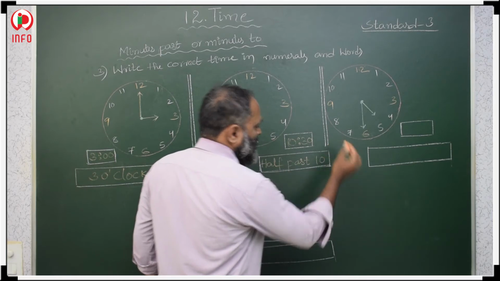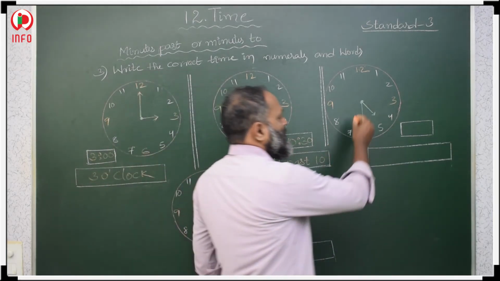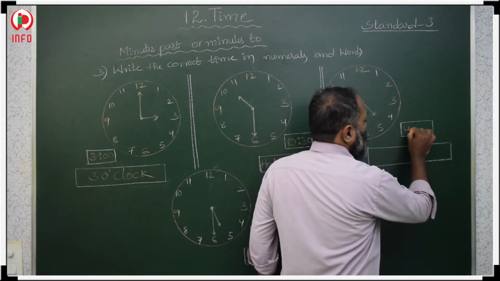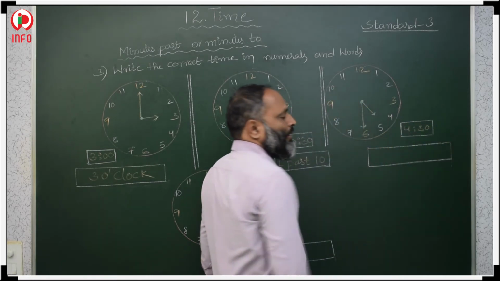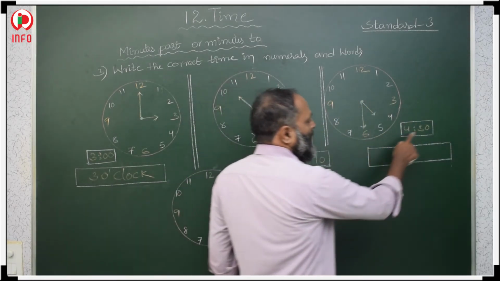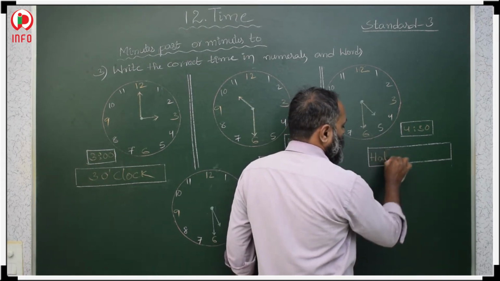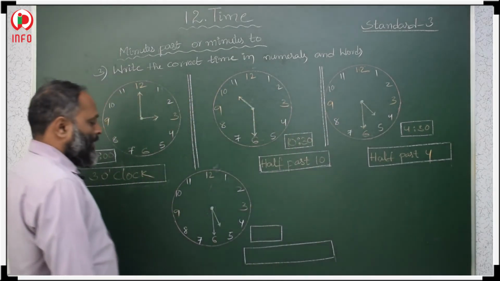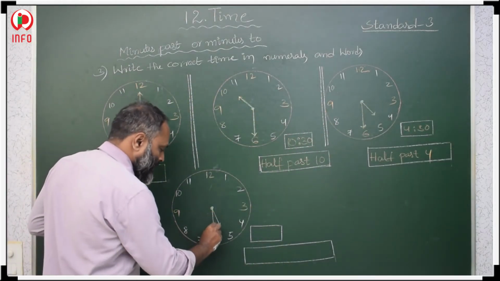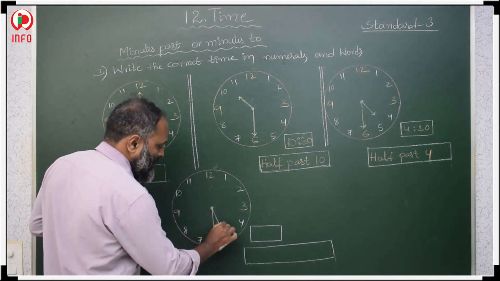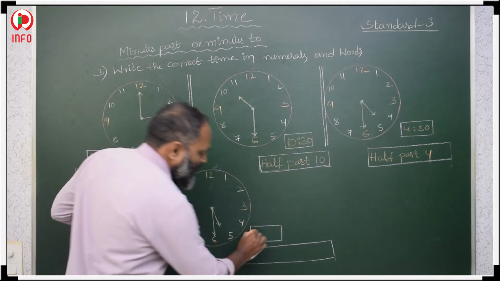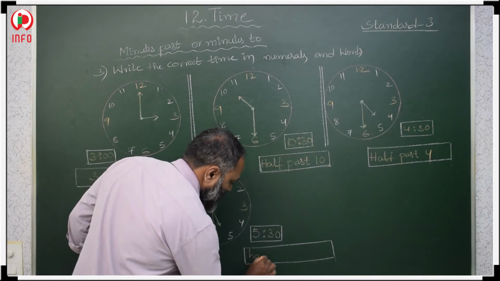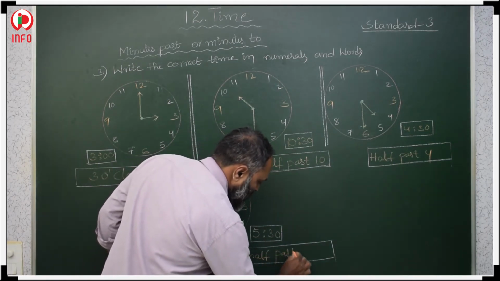Now, here also the minute hand is at 6 and the hour hand is in between 4 and 5, it means 4:30, 6 fives are 30. So it means half past 4. Now, here also the minute hand is at 6 and the hour hand is in between 5 and 6, which means 5:30, 5 hours 30 minutes, that means half past 5.